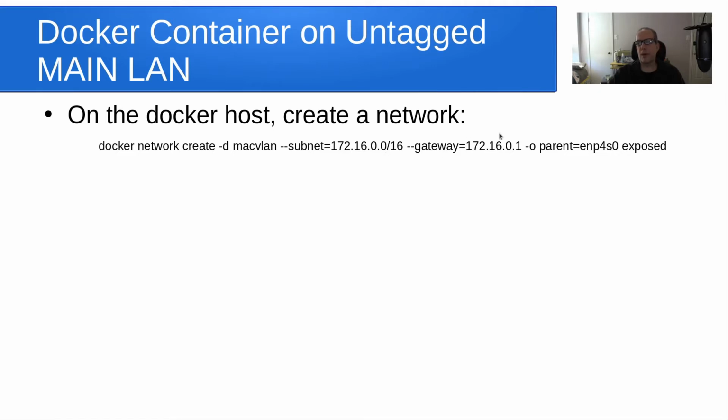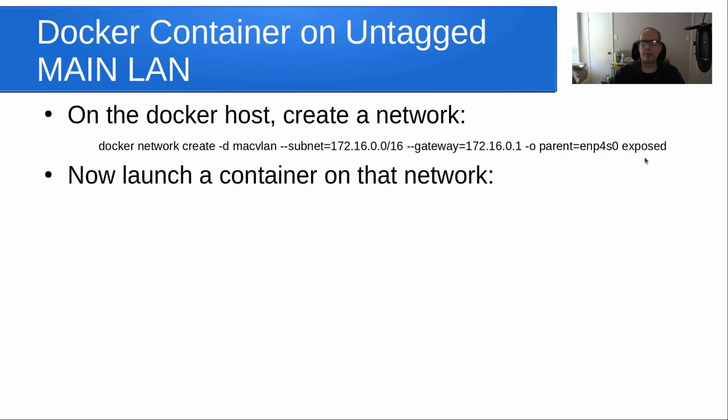And my gateway is 172.16.0.1. And then I tell it what my parent device is. This is my device that my Ethernet cable is plugged into. And in my case, it's called ENP4S0. And then I decided to give it a network name within Docker, and I'm calling it the exposed network.